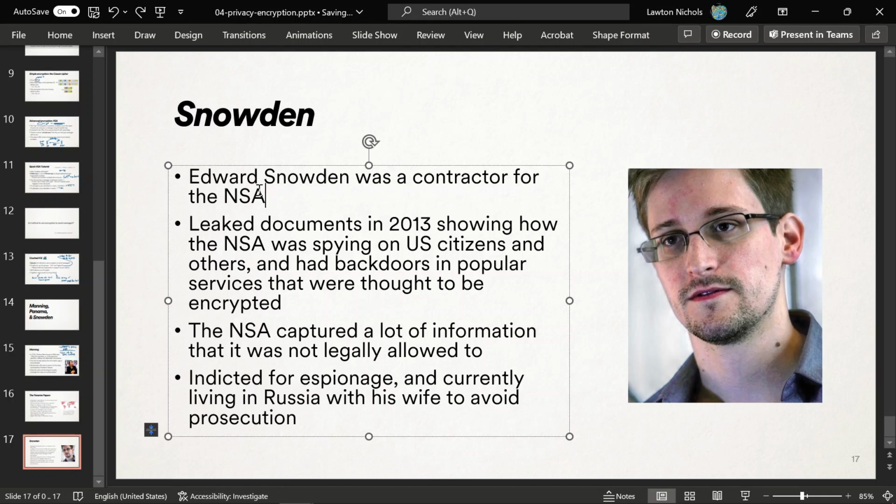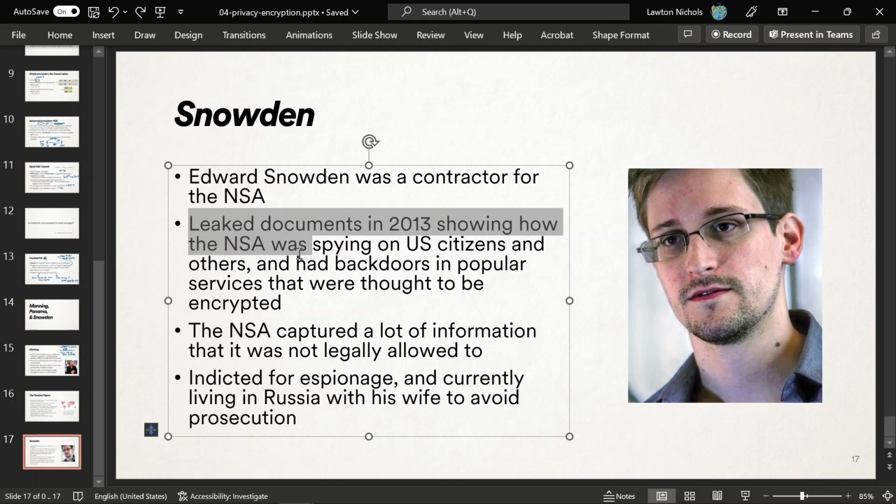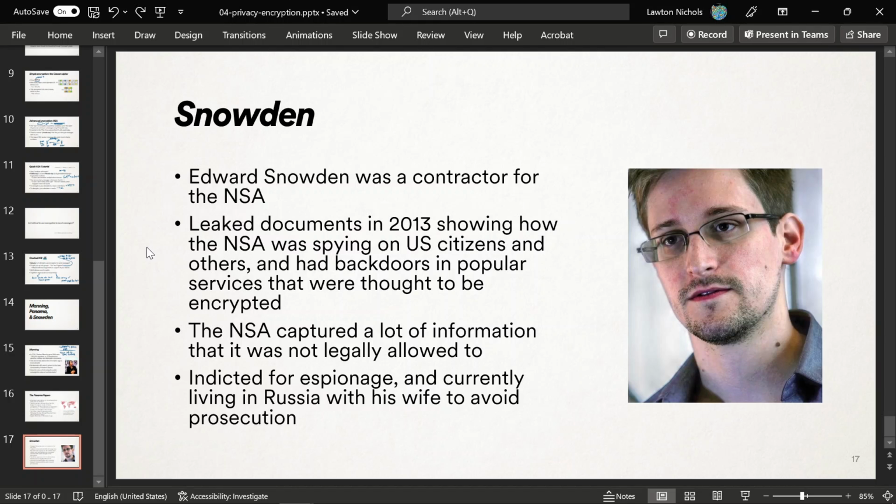So Edward Snowden, he was a contractor for the NSA. He leaked a bunch of documents showing that the NSA was spying on U.S. citizens. They had a bunch of backdoors in Facebook, Google, all those things. And he leaked a lot of classified information about those spying practices that the NSA was doing. It was all classified, so against the law to leak all this stuff. But he leaked it anyway because he thought that it was good to inform the public about this.